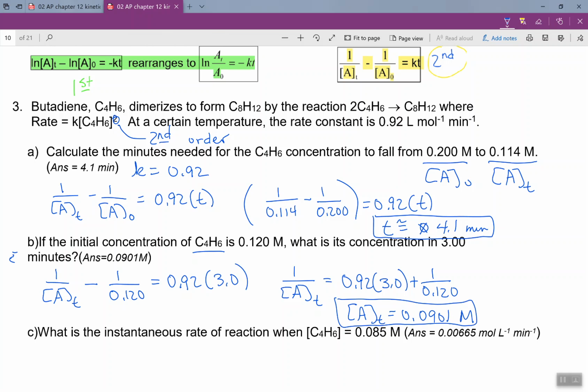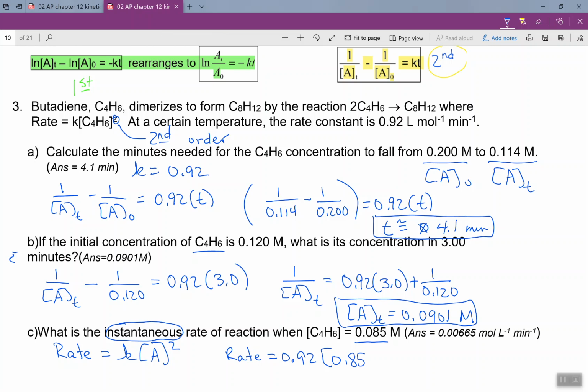Our last problem asks, what is the instantaneous rate of reaction when the butadiene has a concentration of 0.85 molar? So really what this is saying is that we're going to be solving for rate equals k times whatever the concentration of A is, squared. So it's just a matter of realizing that when they're talking about the instantaneous rate, you're going to be using the rate equation.